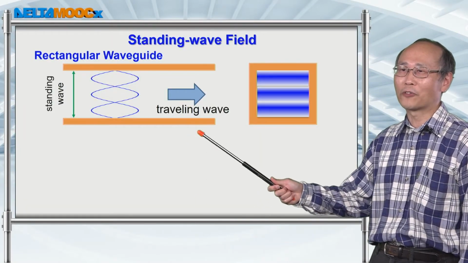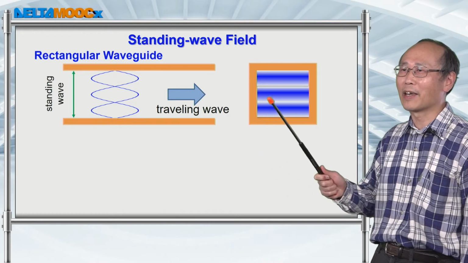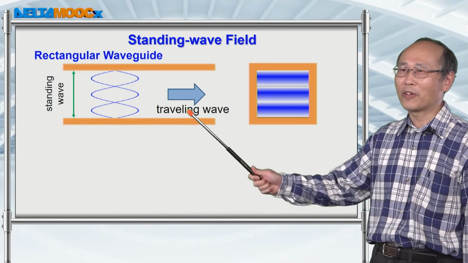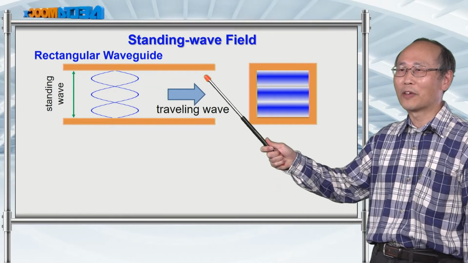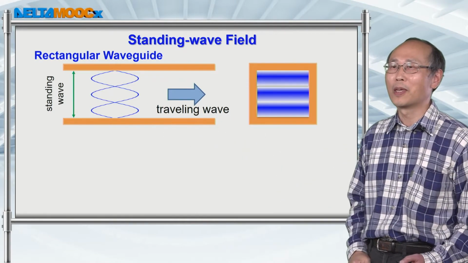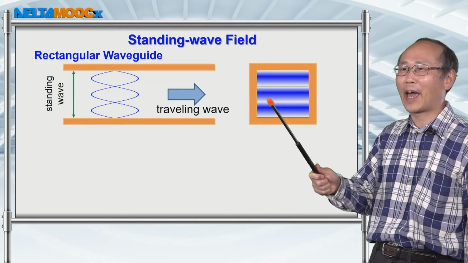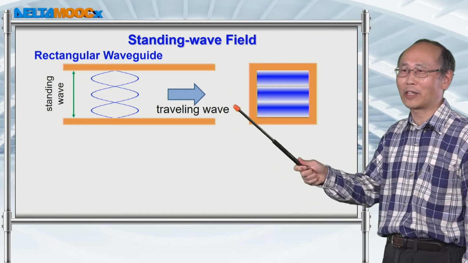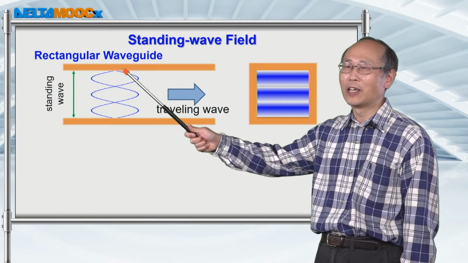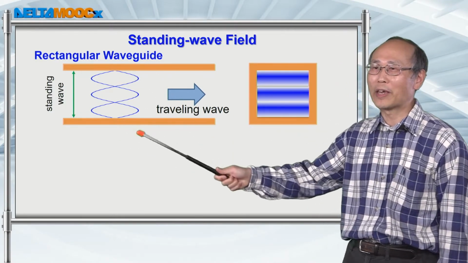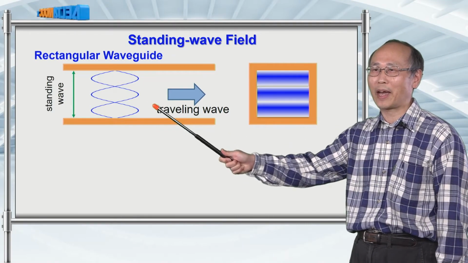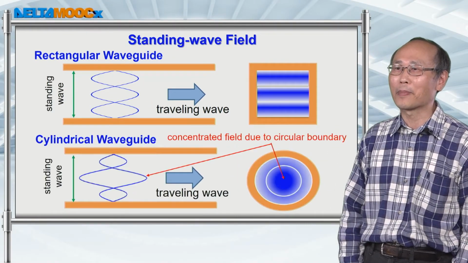So let me show you on the first slide a rectangular waveguide given by this cartoon. And previously, you already know that the field is going to bounce back and forth between these two boundaries. But the wave still travels along the axis. So along the axial direction, you will have a traveling wave. But along the transverse direction, you will have a standing wave like this. And this is the standing wave pattern you will expect from this rectangular waveguide.